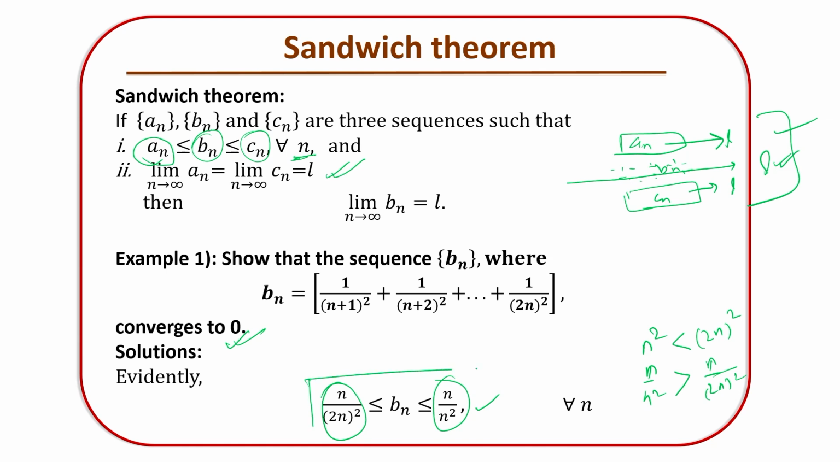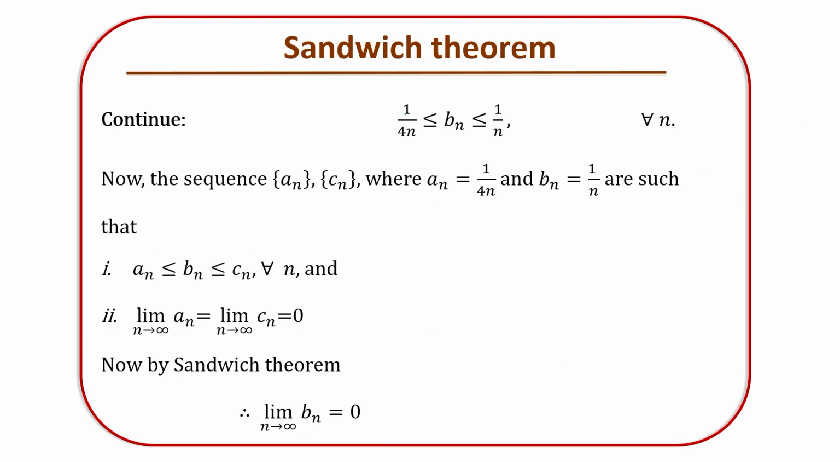So that means each term, each bn, lies between these two terms, n by 2n square and n by n square. Now simplify it, it will come out as 1 by 4n. So what we had is: 1 by 2n whole square is less than bn is less than n by n square.